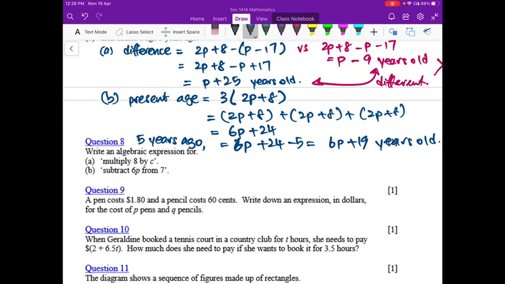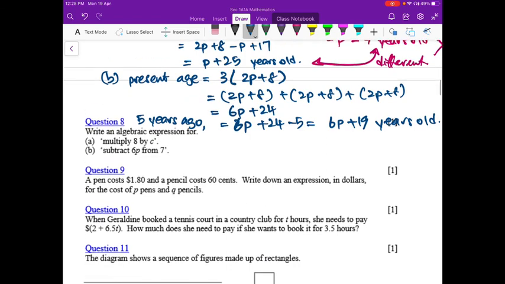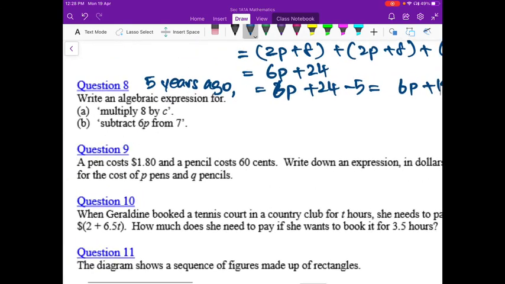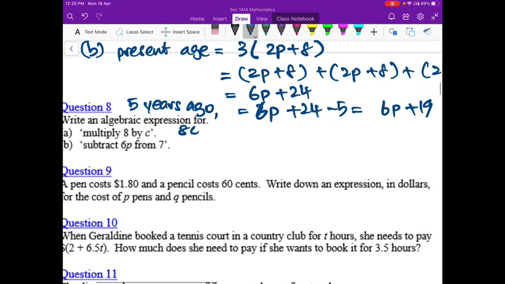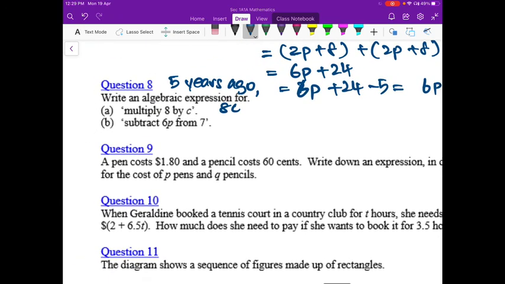Next one, question 8. Write an algebraic expression. Multiply 8 by c. Danish, what is the answer? 8 by c. So 8c. No. Okay, start again. Part B. No, c square.